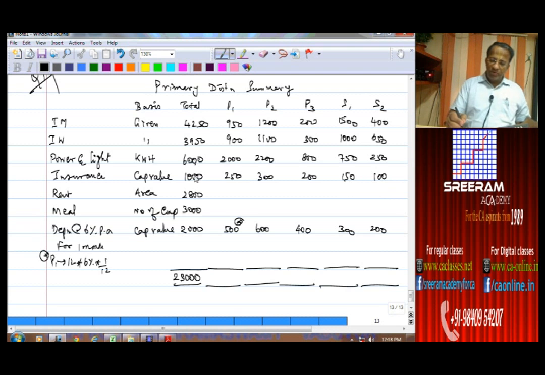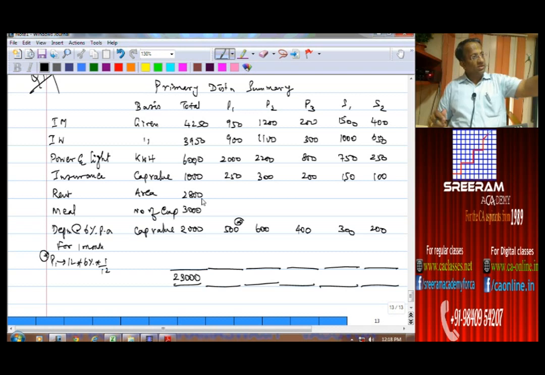How we distribute: as capital values are distributed in the table, that is the ratio you have to use. So don't ask your neighbor, please do it on your own. Examination is only for each individual, no joint venture preparations allowed. So if you are not understanding, please let me know.